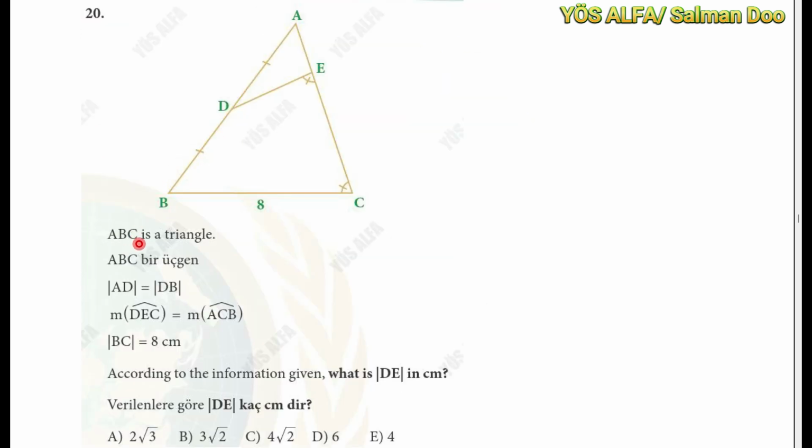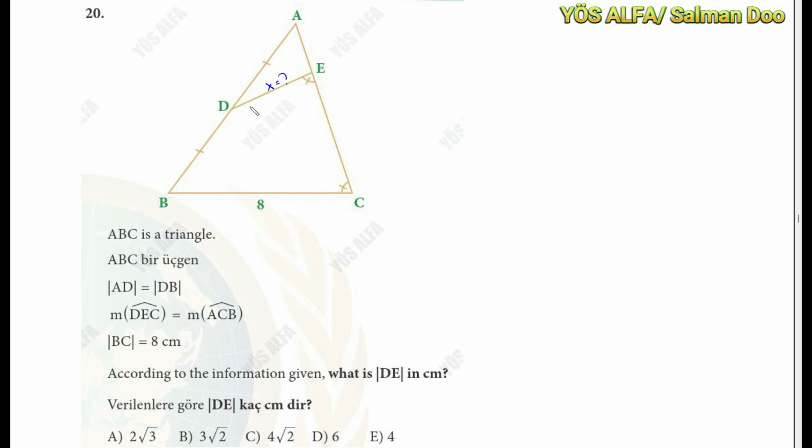Number 20. ABC is a triangle. AD is equal to DB. It's given in the figure. DEC is equal to ACB. It's also given in the figure. BC is 8. According to the information given, what is DE in the figure? Let's say this is X.